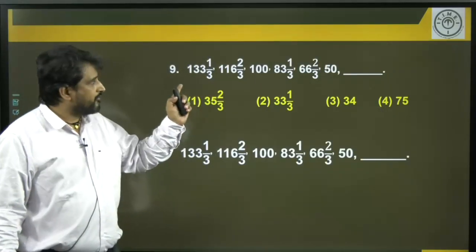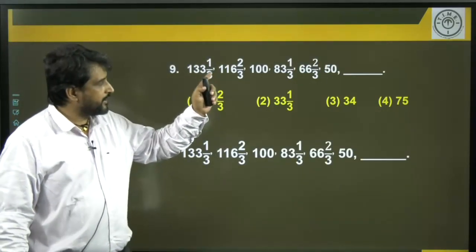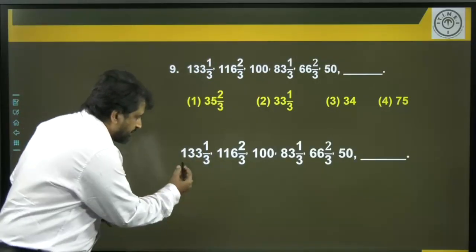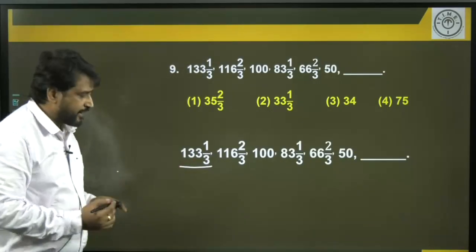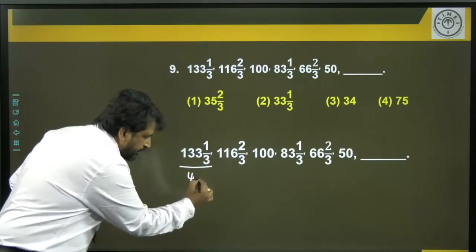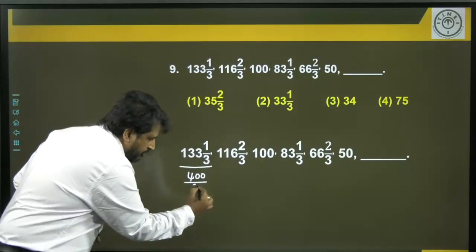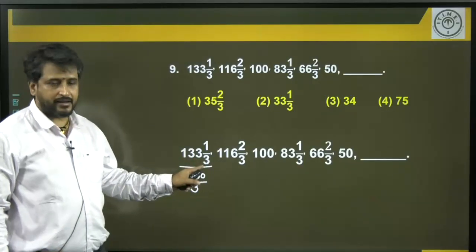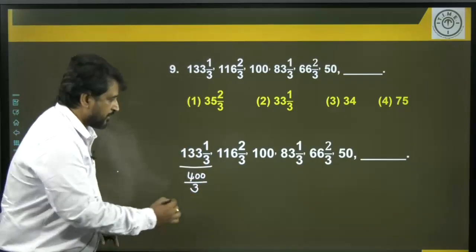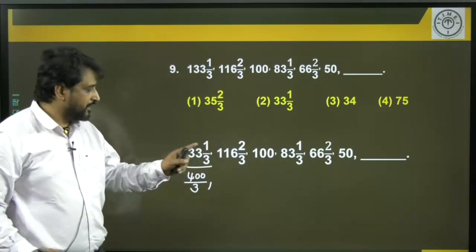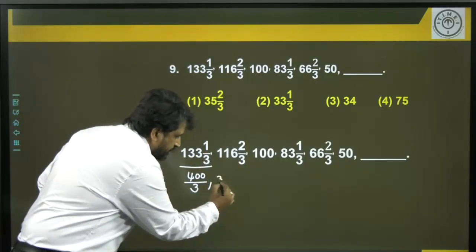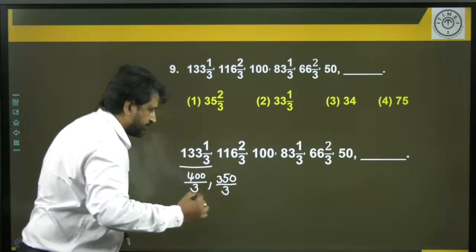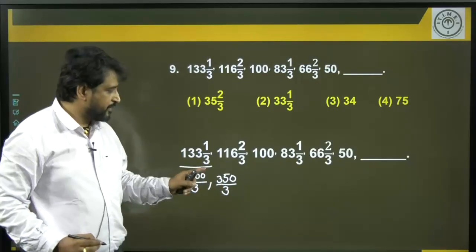133 1 by 3, 116 2 by 3, 100, 83 1 by 3, 66 2 by 3, 50. Now, 133 1 by 3 can be written as 400 by 3. 133 times 3 is 399, plus 1, so 400 by 3. 116 2 by 3 can be written as 350 by 3. So 400 by 3, 350 by 3.